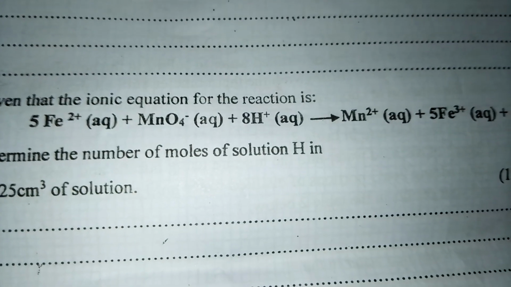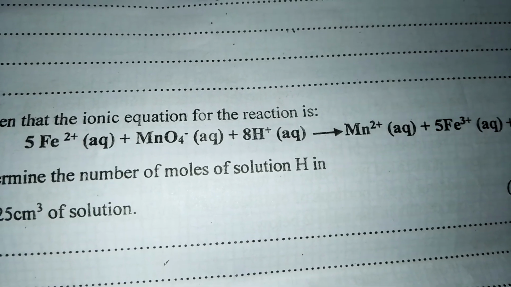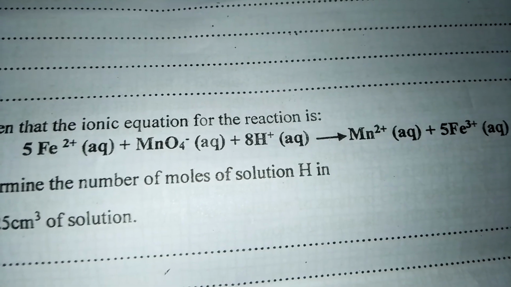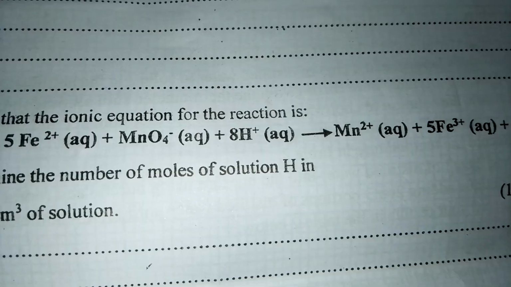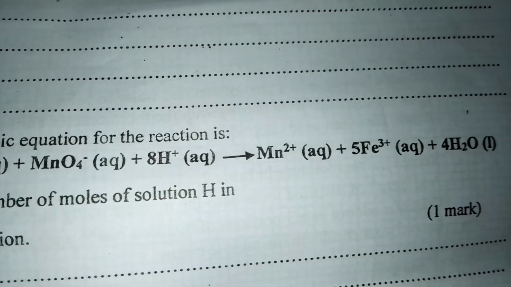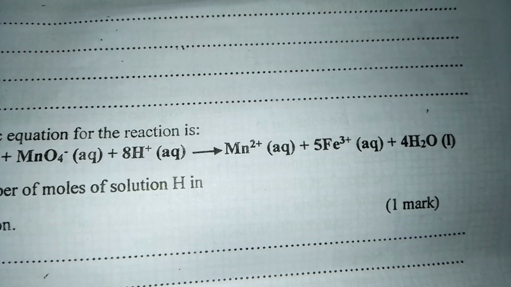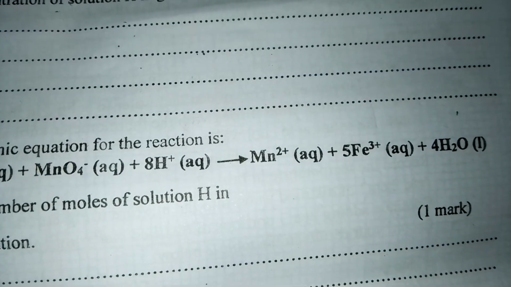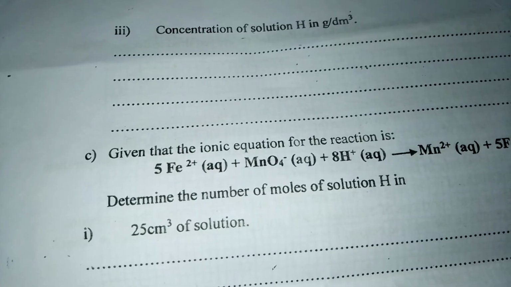Fe2+ in aqueous solution plus MnO4 negative, which is also in aqueous, and then also some hydrogen ion in aqueous, and then on the product side, as you can see, we have Mn2+, and then we have also Fe3+, and we also have some water being produced as a liquid on the product side.